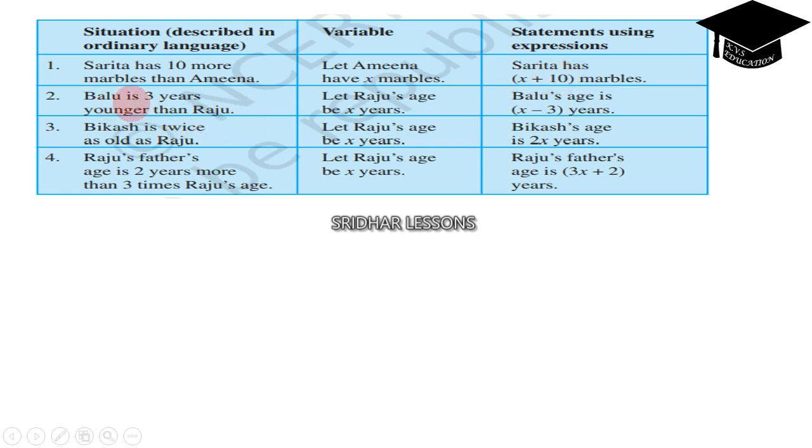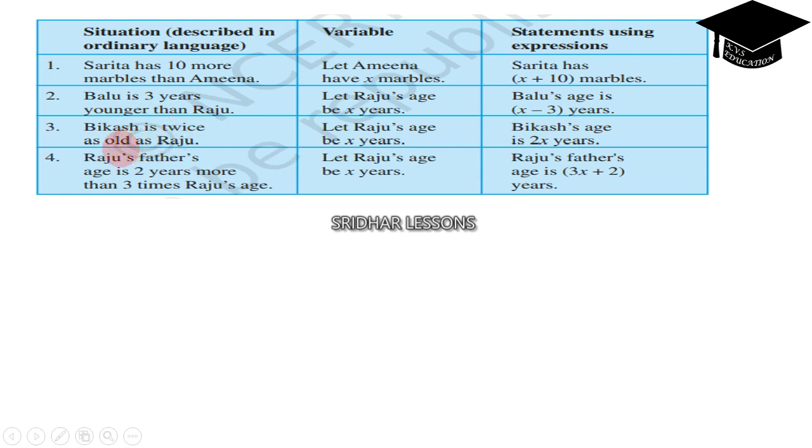Next, Balu is 3 years younger than Raju. For example, Raju's age will be x years. Then Balu's age is x minus 3 years because he is younger than Raju. That means x minus 3.